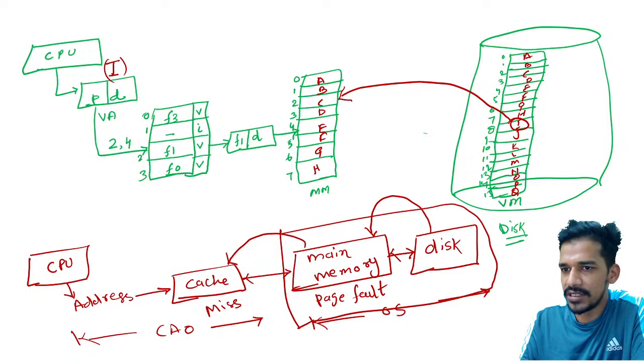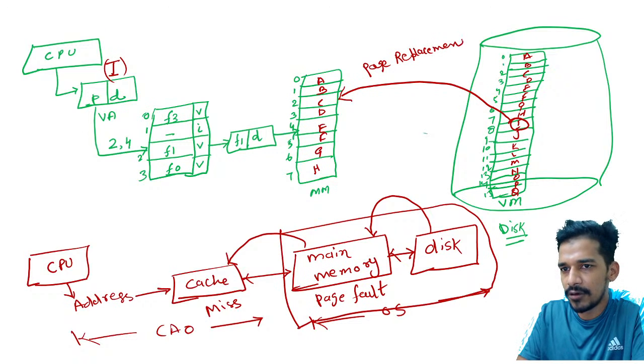Okay, because to put this data, if you want to keep this I data inside the main memory, you will need a free frame. But here there is no free frame, right? All the frames are occupied. Then what you will do is use the replacement algorithm. You have studied the page replacement algorithm in virtual memory. Okay, page replacement algorithm is used.